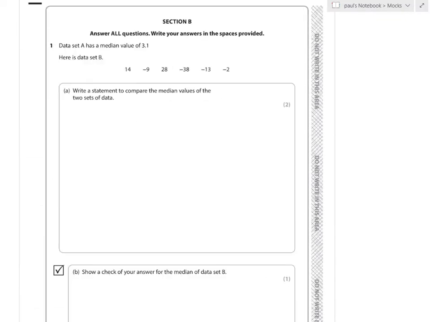Let's go up here. Right, dataset A has a median value of 3.1. Here is dataset B. Write a statement to compare the median values. We've got to find the middle of these. So let's do dataset B in the right order: minus 13, minus 9, minus 2, 14 and 28.